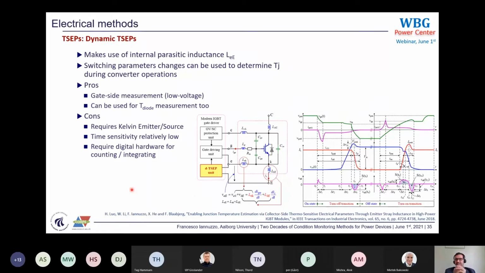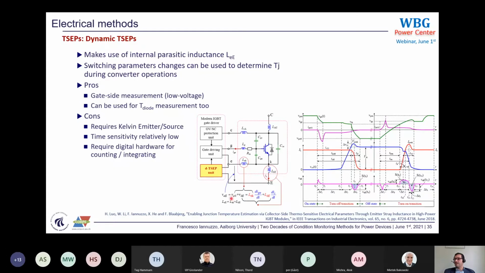Dynamic temperature sensitive electrical parameters, which are very, very promising, are founded on a very simple principle. Again, you need to use a Kelvin emitter, or source in the case of a MOSFET, and you have to monitor with your monitoring unit the voltage difference between the Kelvin emitter and the power emitter. So this voltage difference is actually made up of two components. The first one is the stray inductance component, and the second one is the stray bond wires inductance component.